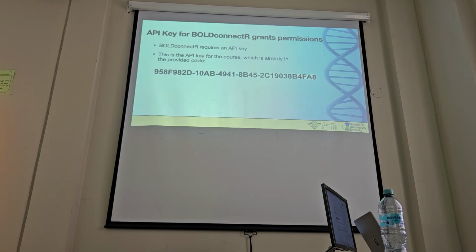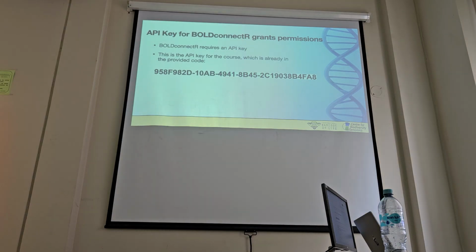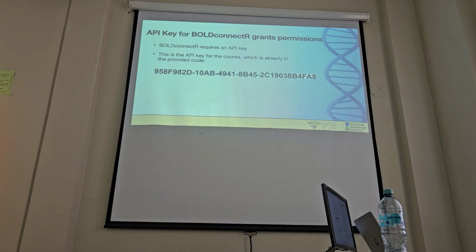You don't have to type this out. This is already in the code I gave you. But bold connect R requires what's called an API key. I think that stands for like automatic programming interface or something. That's basically like a little code that grants you access to the bold database, so you can download the files. If you don't have one of these, you can't use bold connect R. But if you have a bold account, everyone gets one if you've uploaded enough sequences.